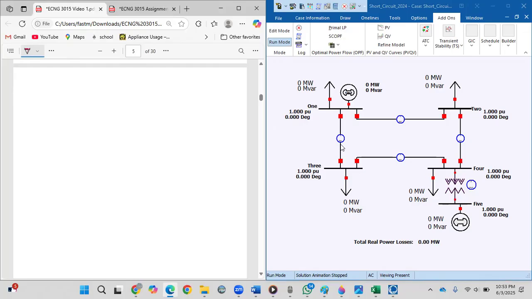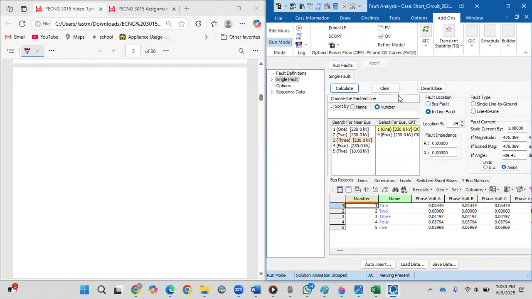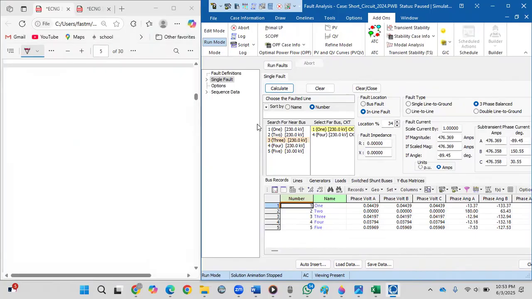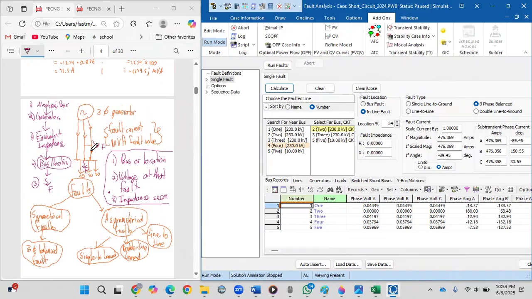So if we were to just run faults, we could right click on this and go to fault, and we could do a little bit of analysis on the different types of faults. Here we could choose where the fault happens. Inline fault means the fault happens in the line or on the line itself. That's basically what happened here. The fault occurred on the line, and we could put the location, whether it's 34% away from the generator or the bus, or 100% away, or 90% away, 10% away, at the particular bus.